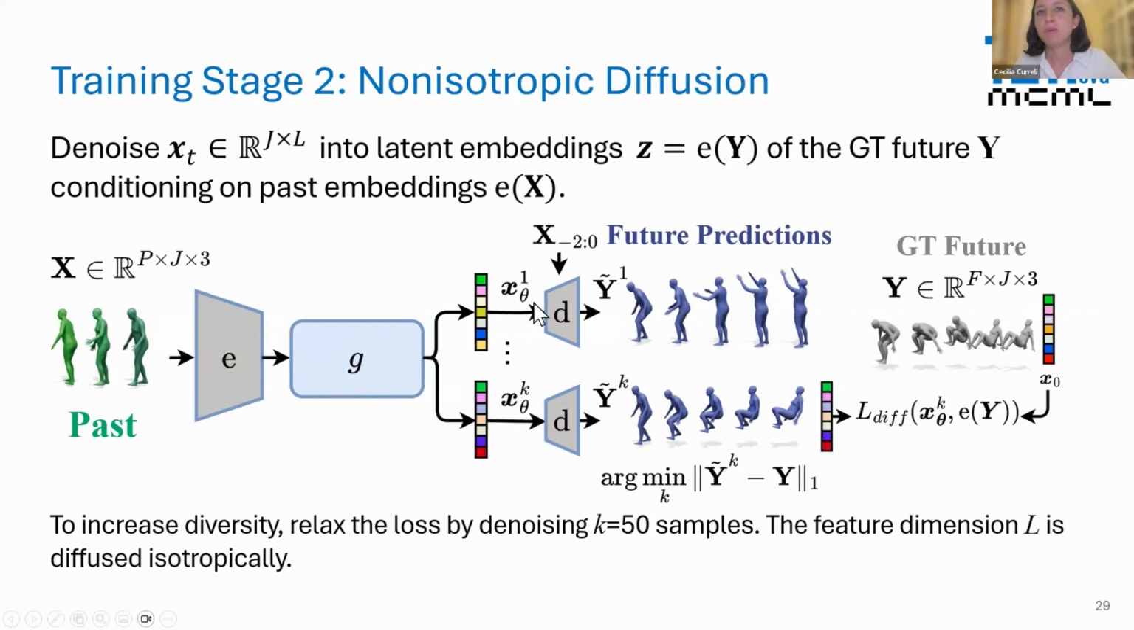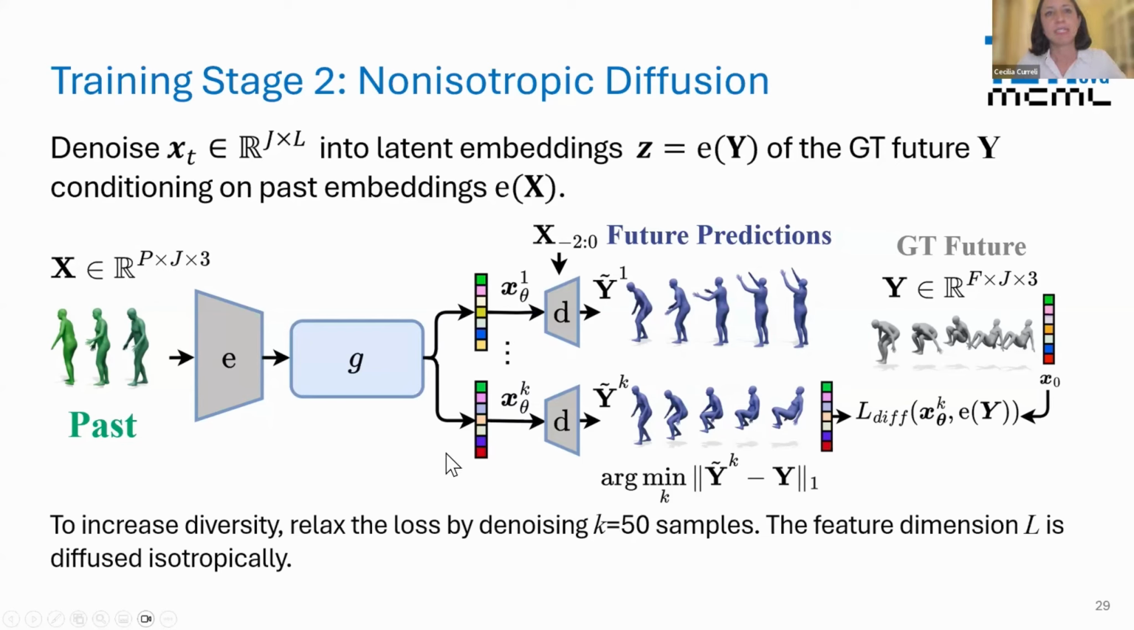If during training we would just sample one code, for example this one, and we would force this code to be similar to the code of the ground truth future, this would considerably decrease the diversity of our final model. So we relaxed the training objective by sampling many different noise variables, denoising them, and then we backpropagate the loss through the sample that is closest to the ground truth. In practice, we just take 50 samples, as also some of the previous work did.